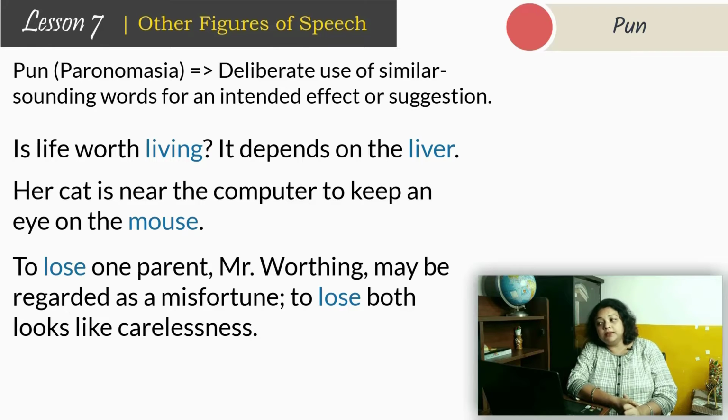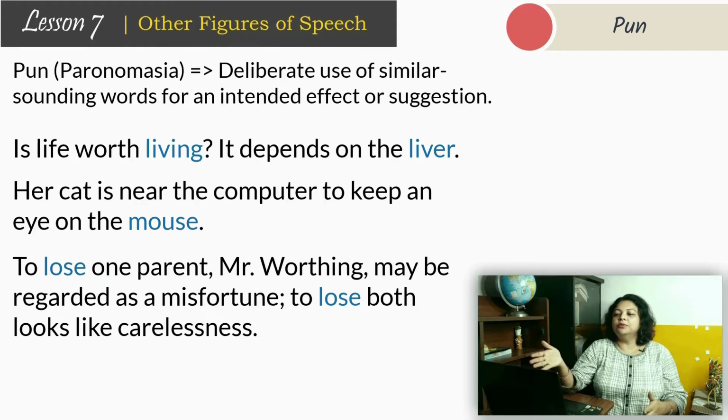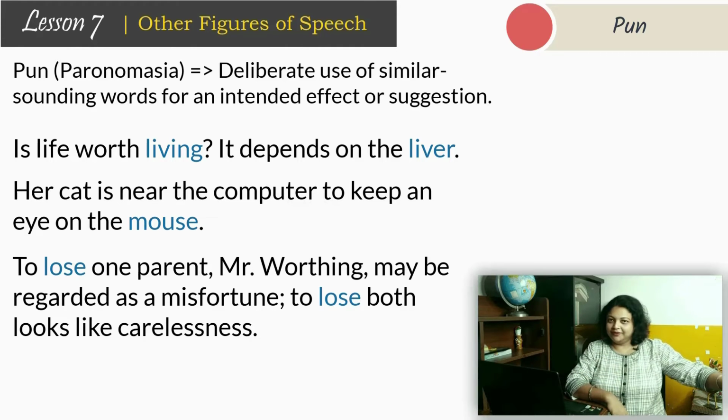But in the second part of the sentence, to lose both, here this meaning gets a bit diluted because of what follows. To lose both looks like carelessness. Now, when you lose something because you are careless, that means that object is gone. It's not death. You lose your books, you lose your pens, you lose whatever you use.